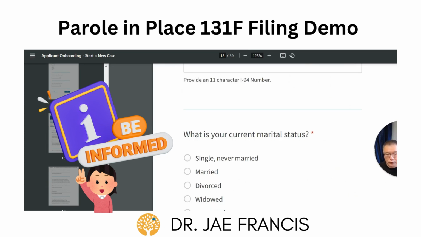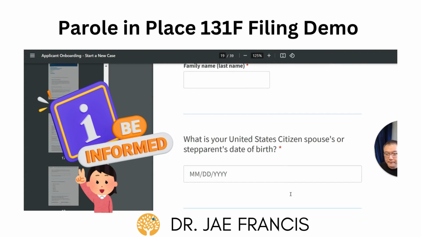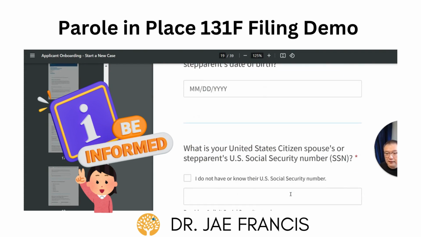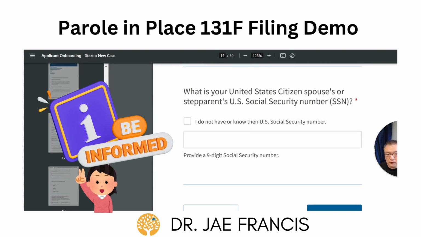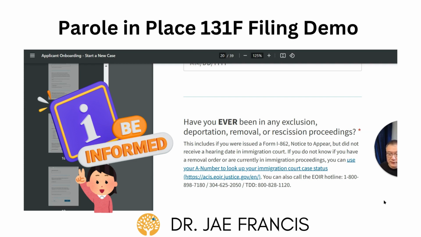Now, switching to your U.S. citizen spouse side, you're asked whether you're married, your spouse's legal name, date of birth, and U.S. social security number. This is very important. The question is, when did you begin your continuous physical presence in the U.S.? This is the day that you last entered the U.S. and never left. So you type in as much information as you can in terms of the month, day, and year.